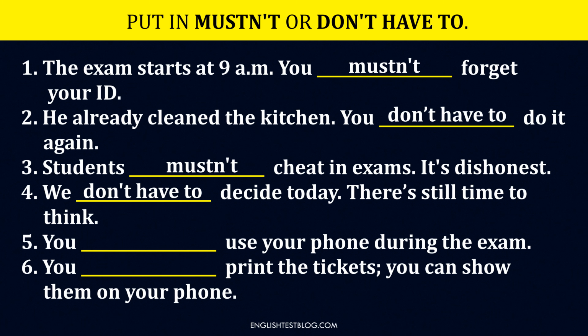Sentence 5. Answer: you mustn't use your phone during the exam. Mustn't is used because using a phone during the exam is prohibited. It's likely against the exam rules as it could lead to cheating or disruption. Mustn't shows a strong obligation to avoid this action.